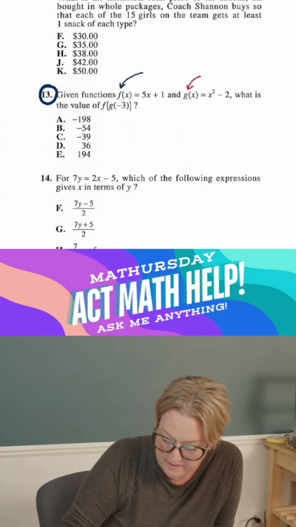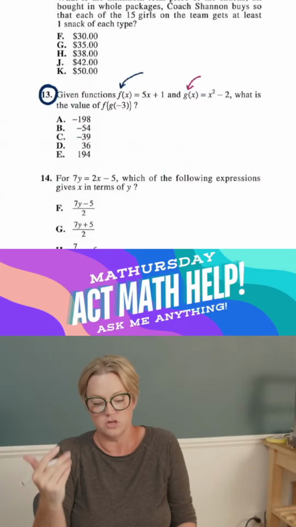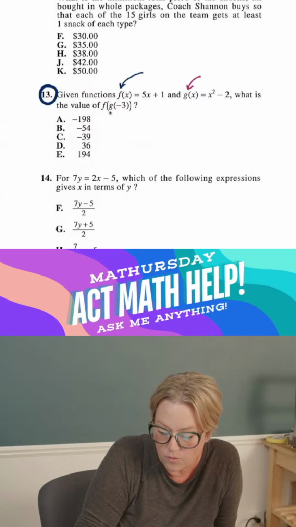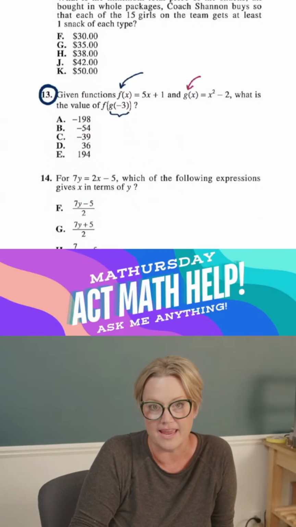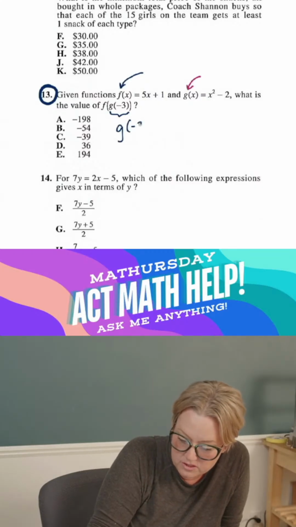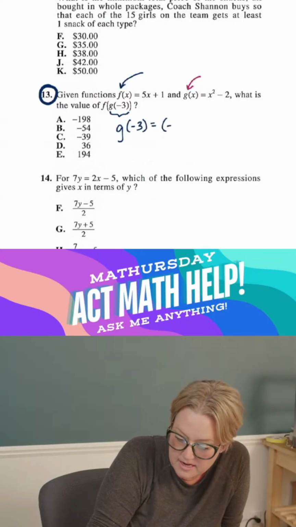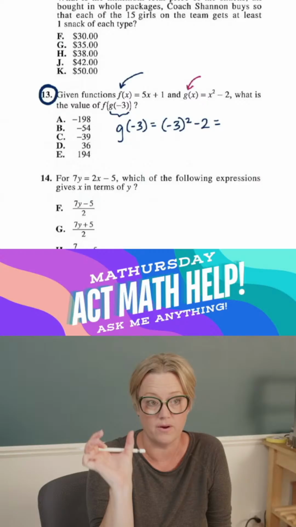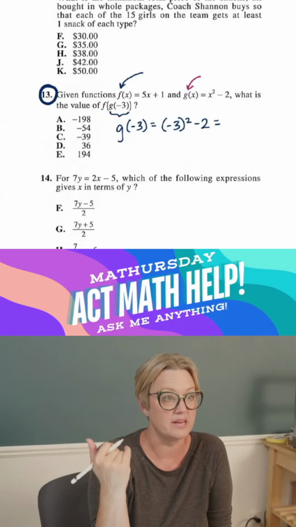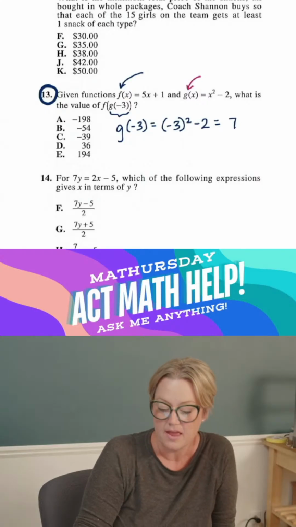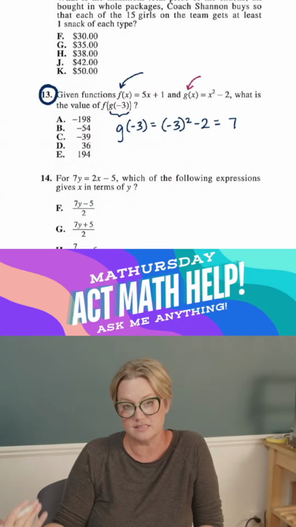When you have something like this, you work from the inside out. So what we're going to plug into function f is what we get when we plug -3 into function g. So g of -3 is -3 squared minus 2, so that's 9 minus 2. We want to make sure that we include that negative in the parentheses because it's the whole thing that's being squared. So -3 squared is 9, 9 minus 2 is 7. So g of -3 is 7.